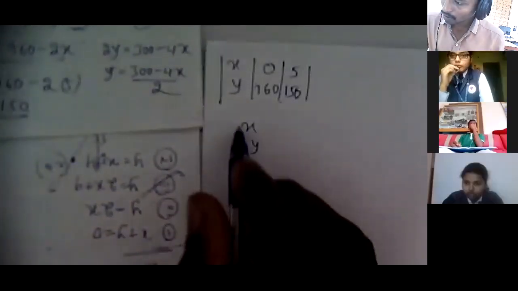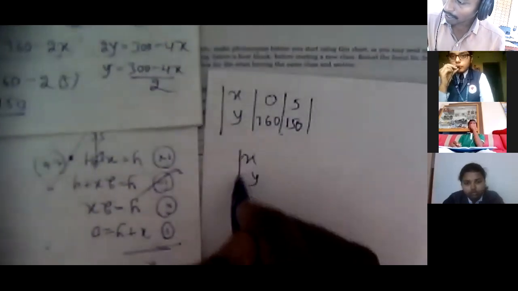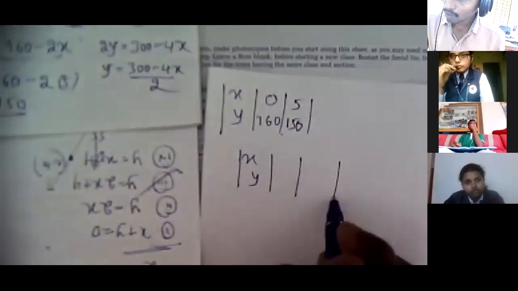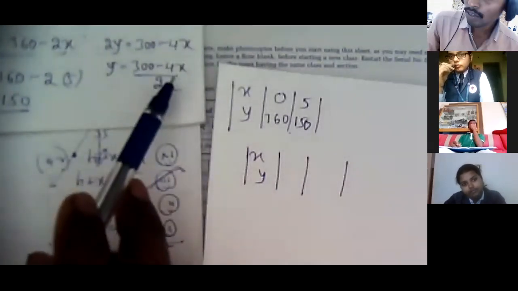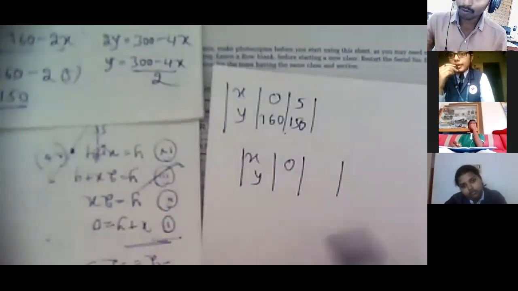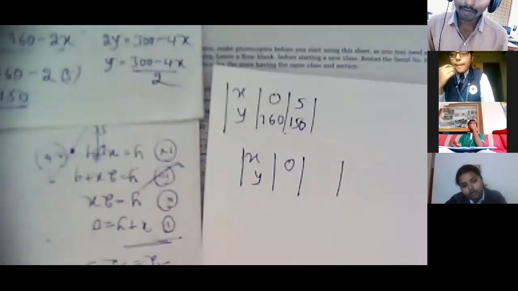Okay, first equation is over. Next, for the second equation, construct the table again: x, y. Two values are enough. What value should be given for x? x is equal to 0, the easiest value we can give. Therefore, y becomes 300.